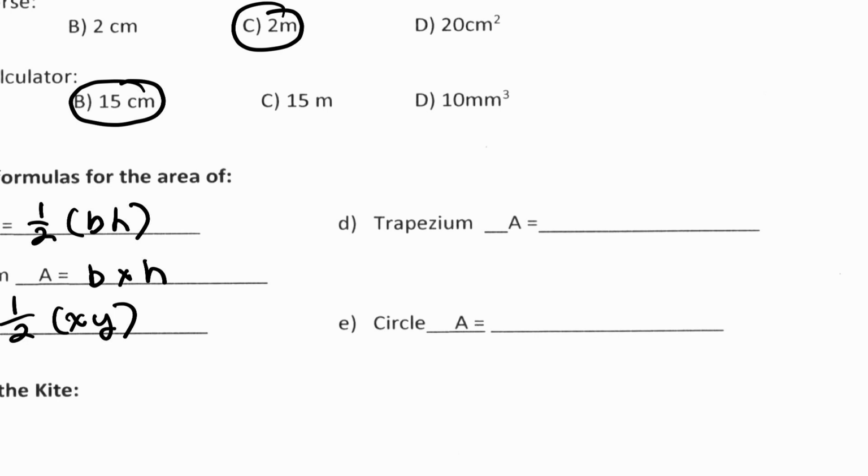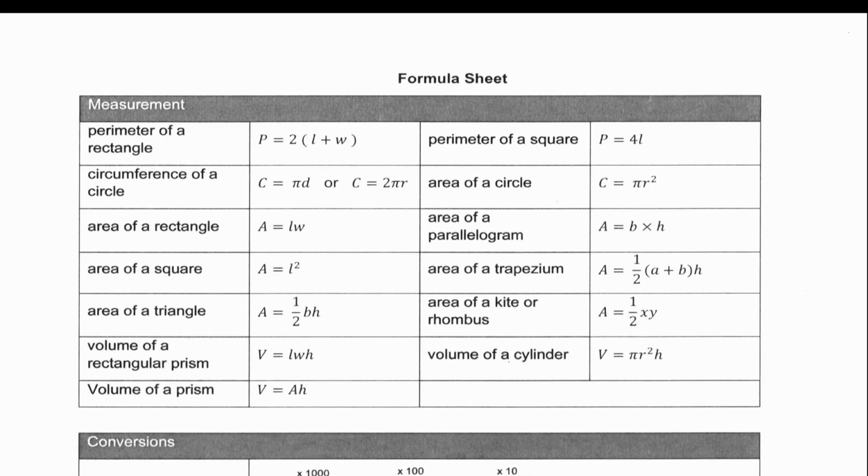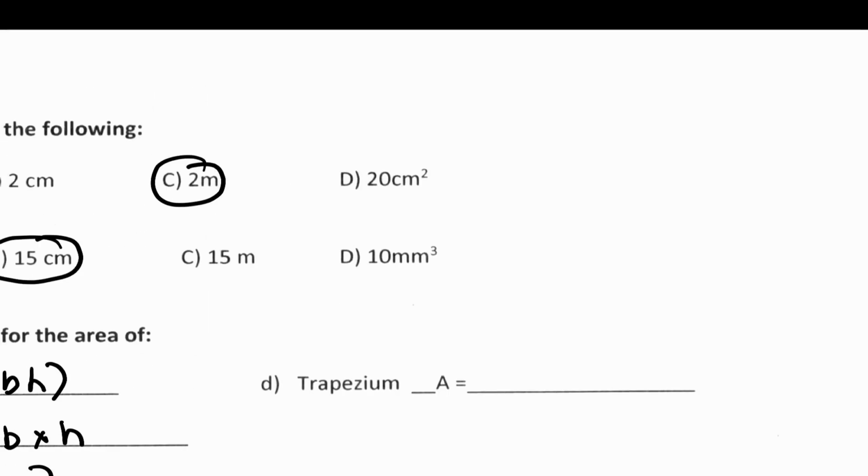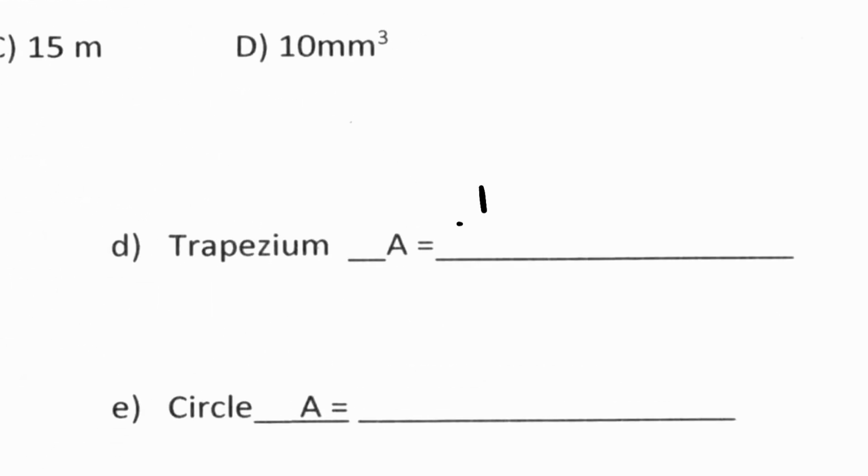The area of a trapezium is right here. This has got a slightly longer formula. It's half A plus B times H. So that is half A plus B times H.